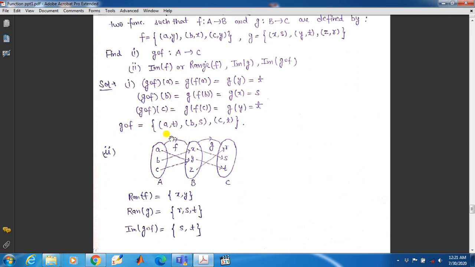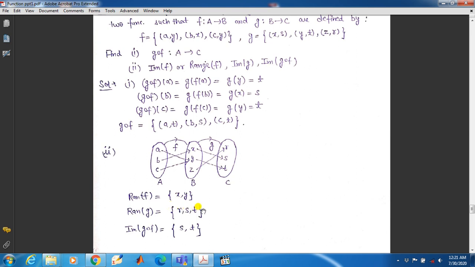Now you need to write down the image of f. The image of f will be from this set B. The mapped elements of B are x and y only. z is not mapped by any element of A. So the range of f is x, y. Now for the range of g, you need to go to the set C, since for this function g the codomain is C. Here all the elements are mapped. x is mapped to s, y is mapped to t and z is mapped to r. So the range of g will be r, s and t.